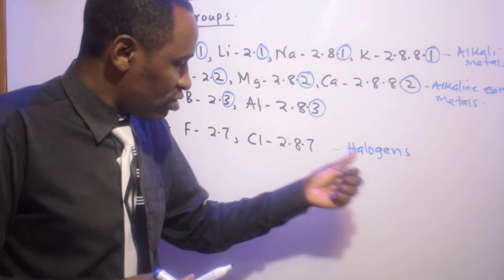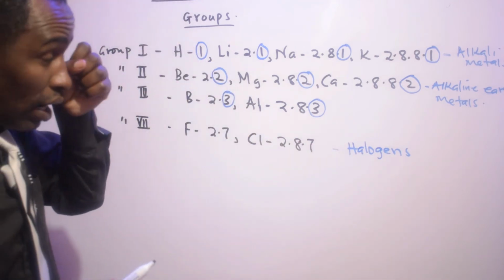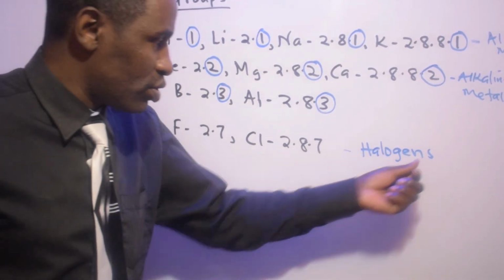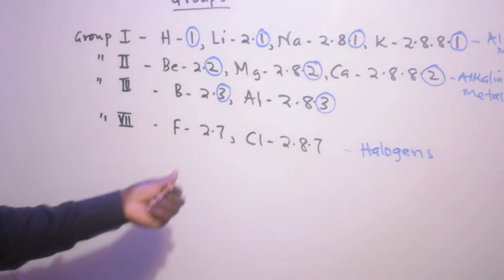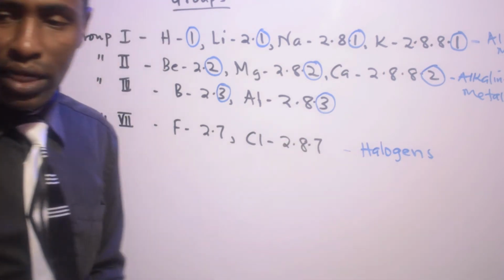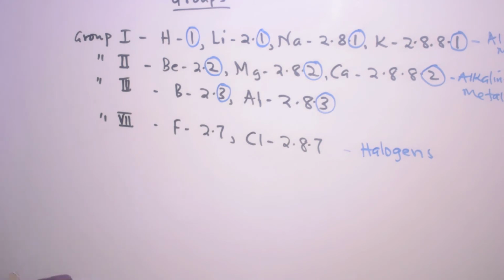This is from the Greek and Latin: halo, meaning the salt, and gen, meaning producer. They are salt producers. If you take something like chlorine and react it with a metal, you're able to get a salt like sodium chloride, and so on and so forth.